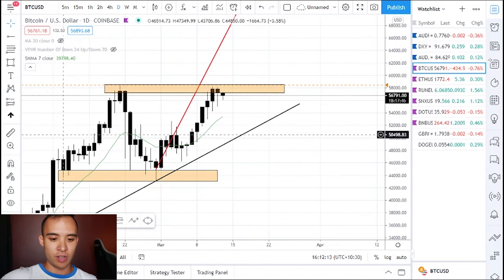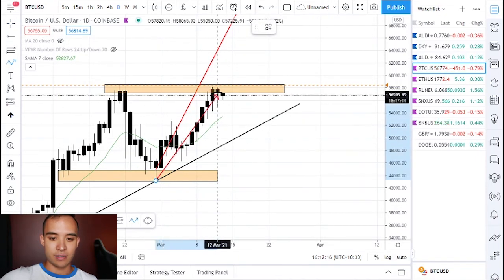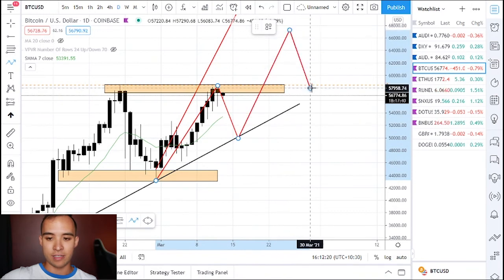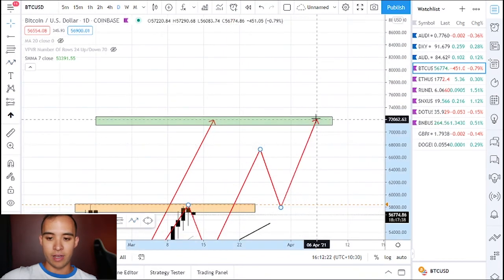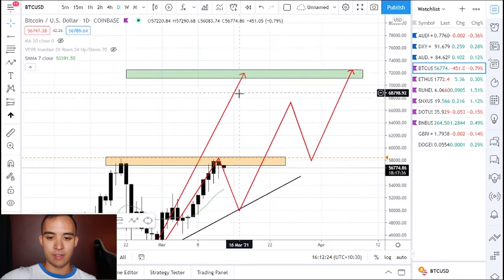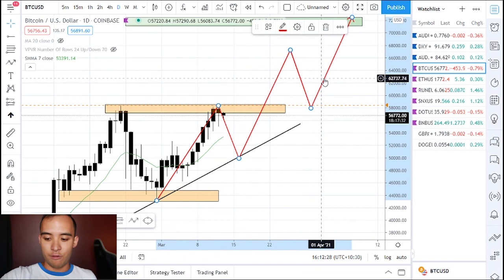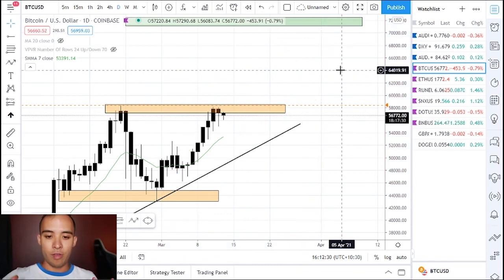I will illustrate this. So it could do something like this, find some strength down here and break back above, treat it as a support, and make its way up to the 72,000. This is definitely possible. I mean, we don't know for sure. Anything could happen. With Bitcoin, I don't trade it. I just invest in it.